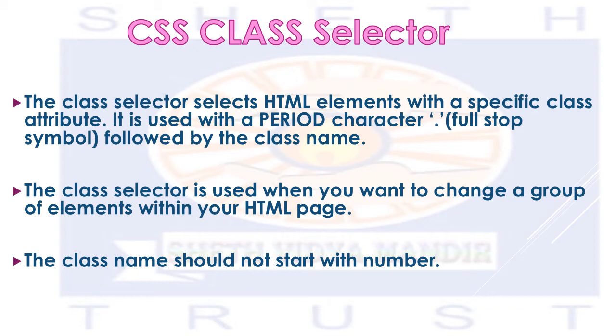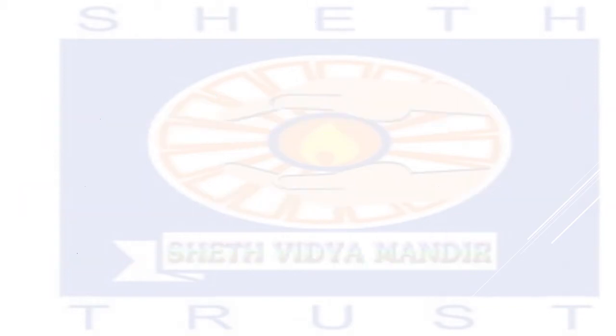So whenever such a type of question comes into your multiple choice, students, you all get confused between what you mean by a class selector and an ID selector. When we talk about a class selector, it is with the help of a full stop. That is, just as we had given the hash character in front of the selector, here you have to give a full stop symbol in front of the selector. The class selector is used when you want to change a group of elements within your HTML page. The class name should not start with a number. So these things are the main features of the CSS class selector.